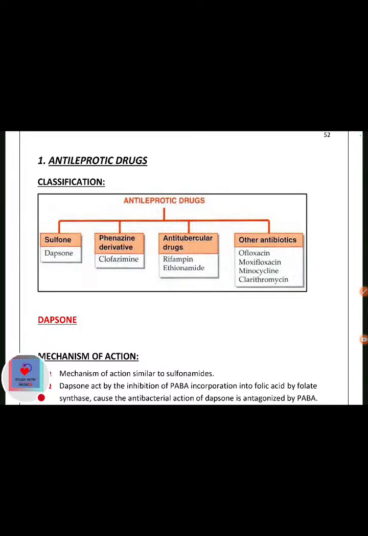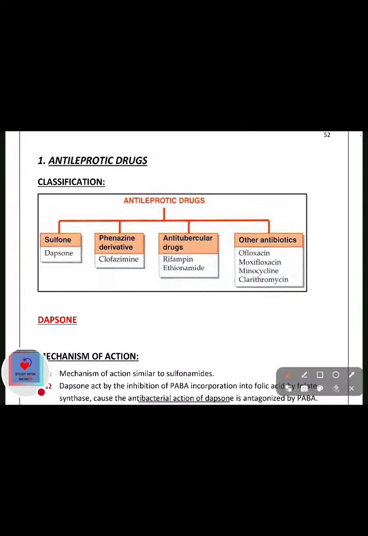Alright, so there's a couple of ways to think about this. First, let's break down the word anti-leprosy. The anti part means against or opposite. The lepra part is short for leprosy, which is an infection caused by a bacteria called Mycobacterium leprae. So, anti-leprosy drugs are used to fight that nasty bacteria.